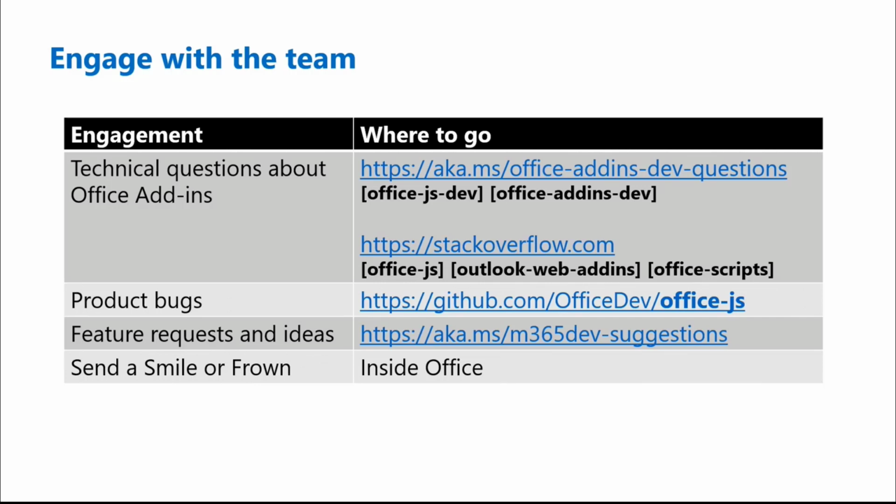So if you have technical questions, you can go to aka.ms/office-add-ins-dev-questions, and there's a couple of tags listed there. You can also go to stackoverflow.com and ask there. We monitor both locations. And for any product bugs, please let us know on the Office.js repo in OfficeDev, and we'll take a look at those there. For feature requests and ideas, use aka.ms/M365Dev-Suggestions, and again, we'll update that link if and when it moves to GitHub. And you can always send a smile or frown from inside Office itself.